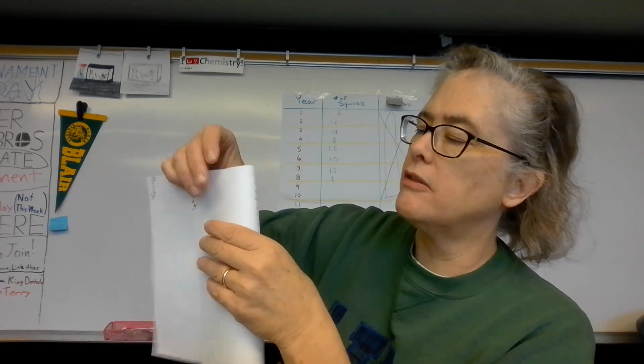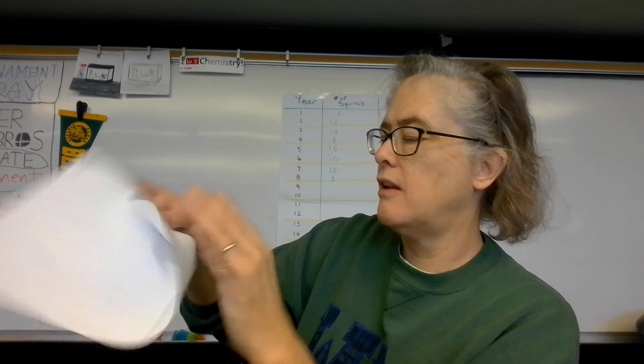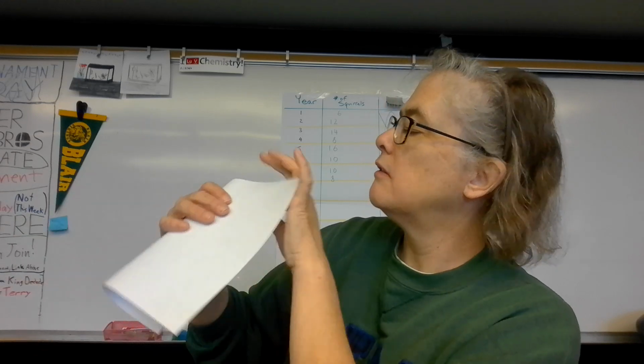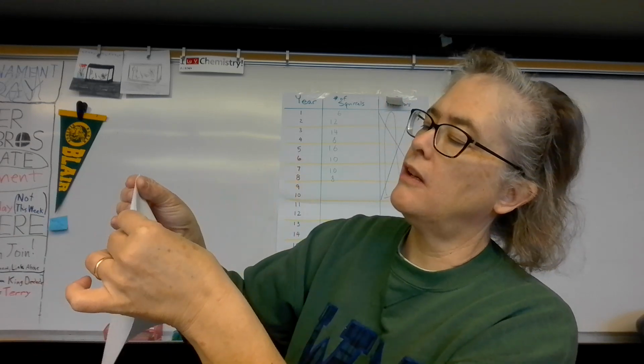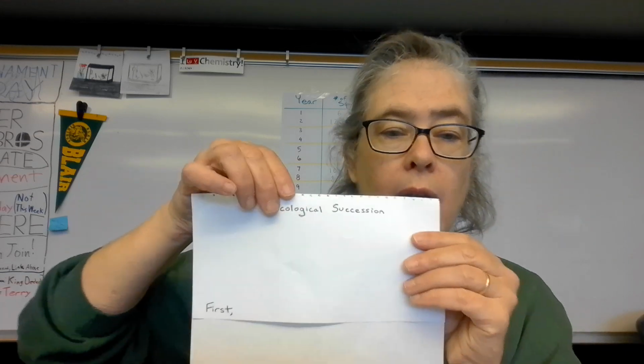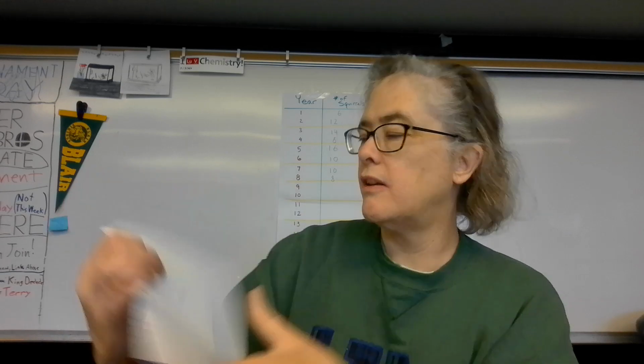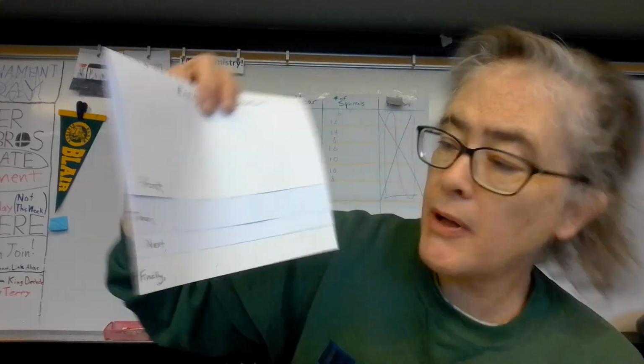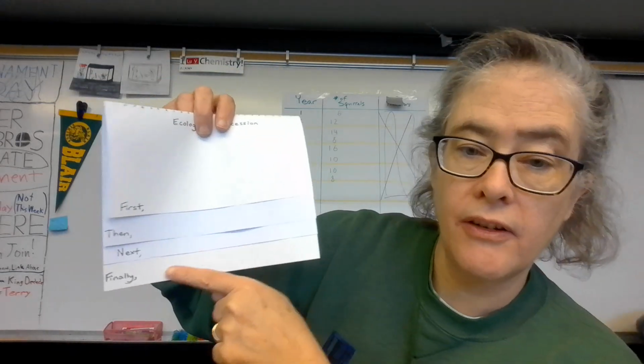I want the ecological succession one on the outside. Crease it, match up the edges. And now I have a title that says first and finally. And if I take this piece of paper and slide it in between the two, I've got a book. First, then, next, finally.